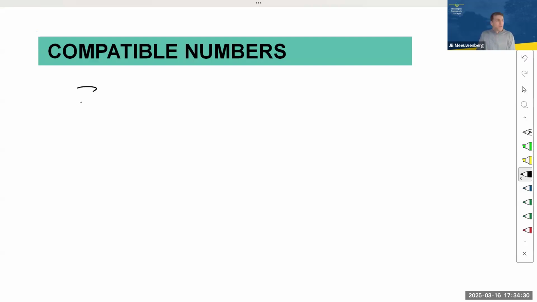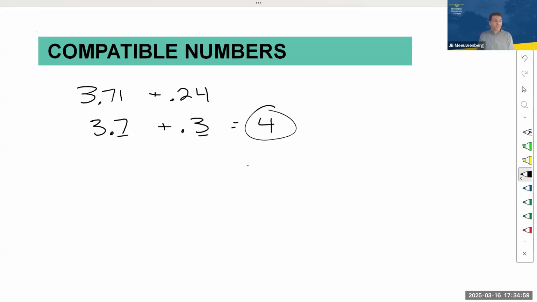Here's one example, 3.71 plus 0.24. If you need to add those numbers, you could do a little bit of rounding and say, well, I could round this down to 3.7 and this up to 0.3. And I chose those numbers because 3 and 7 here make 10. And I know that will then add up to exactly 4.